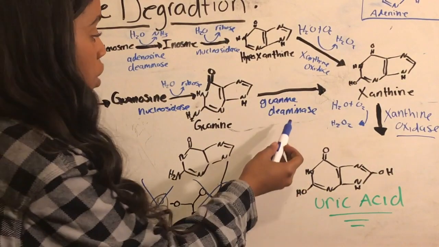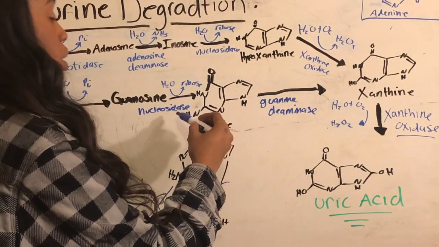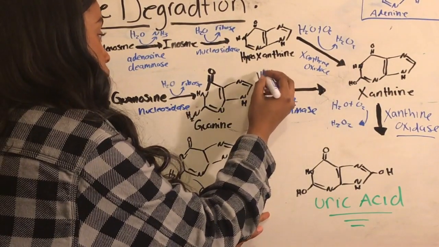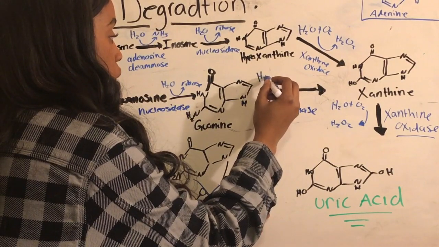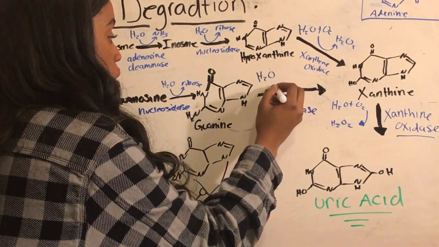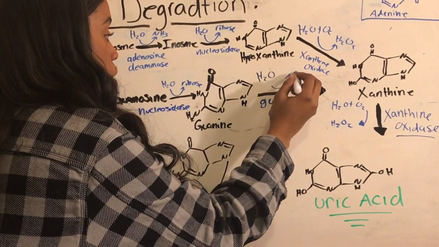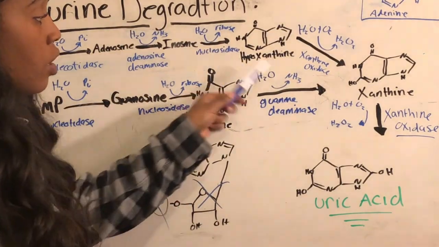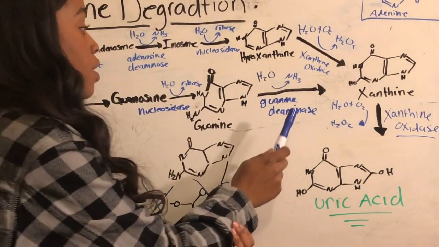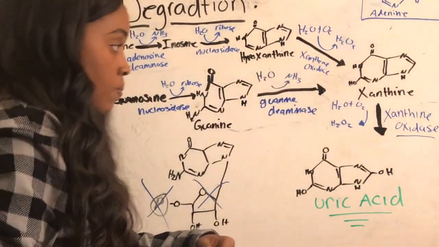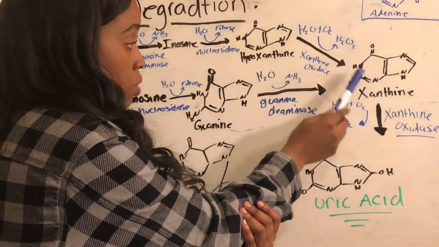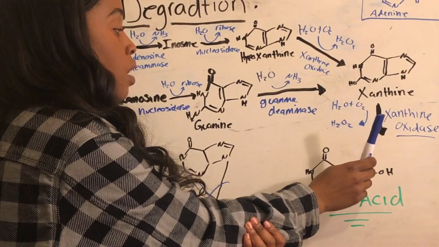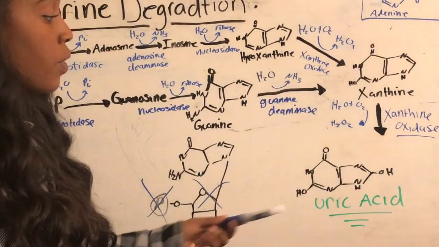And now we use guanine deaminase to remove this amine group and replace it with a hydroxyl group, as we see in xanthine. That's also hydrolyzed, and our amine group is relieved and then replaced with a hydroxyl group. Then xanthine is also oxidized with the coupled reaction of reducing oxygen, and then we are left with uric acid.